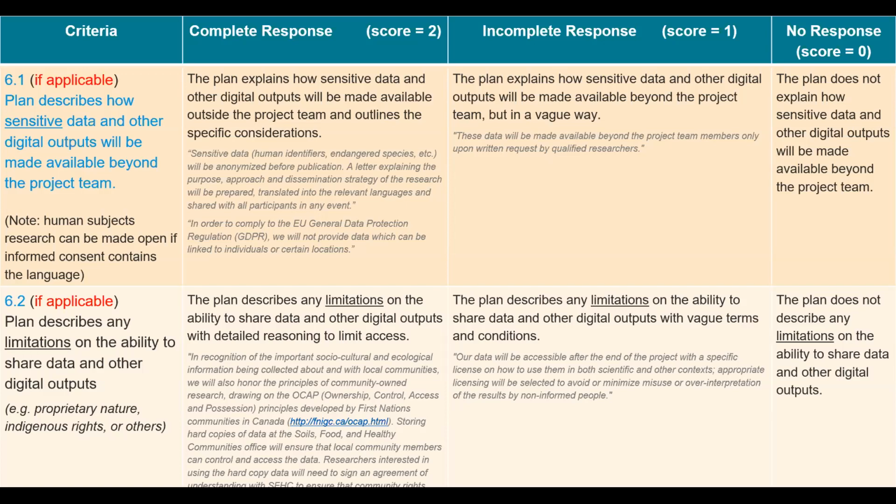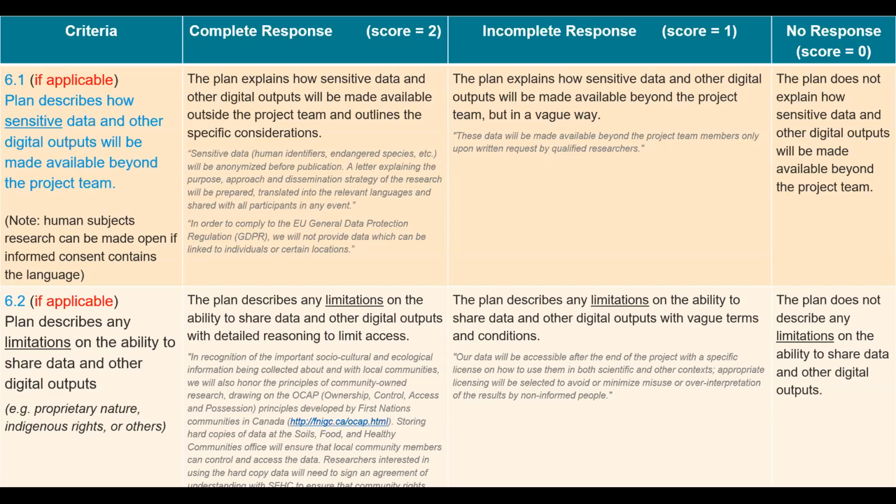A complete response example, receiving a score of 2 for 6.2, is: the plan describes any limitations on the ability to share data and other digital outputs with detailed reasoning to limit access. Here's an example. In recognition of the important social, cultural, and ecological information being collected about and with local communities, we will also honor the principles of community-owned research, drawing on the OCAP principles developed by First Nation communities in Canada. There may be equivalent considerations in other institutions and other countries, so these are limitations that can be explained, and you can also direct reviewers of the DDOMP to links that show what limitations you're discussing and why.